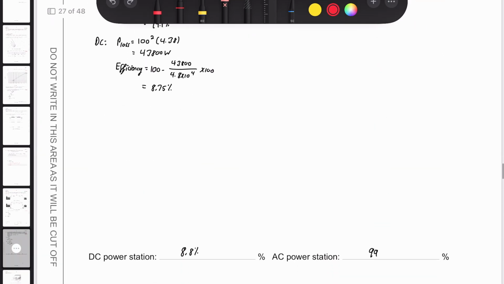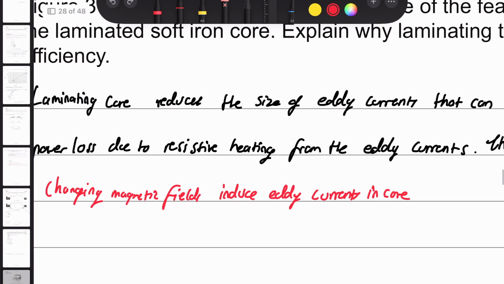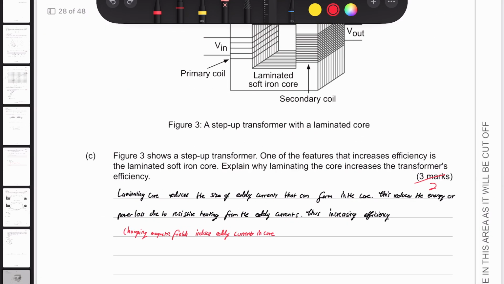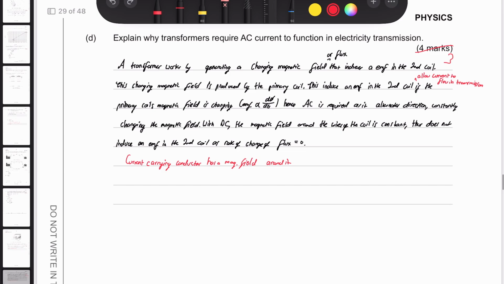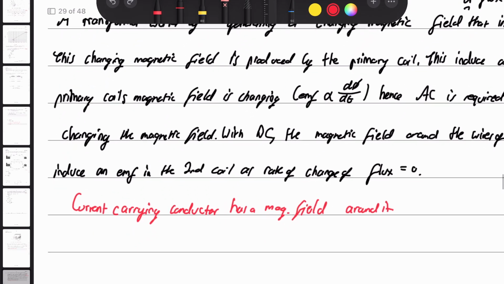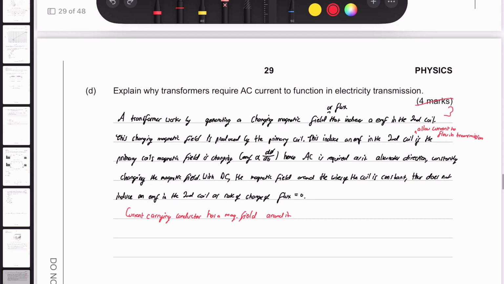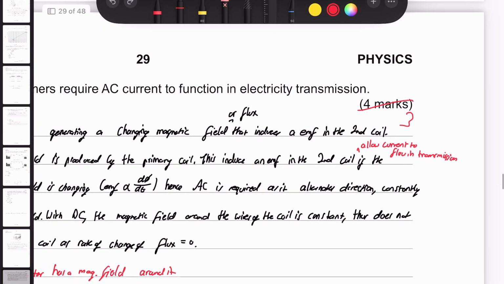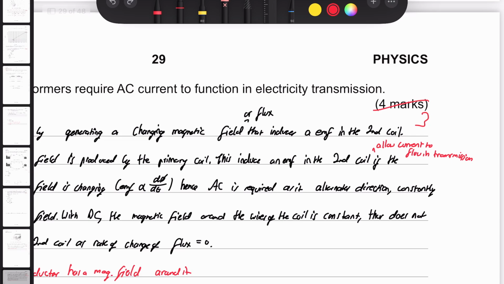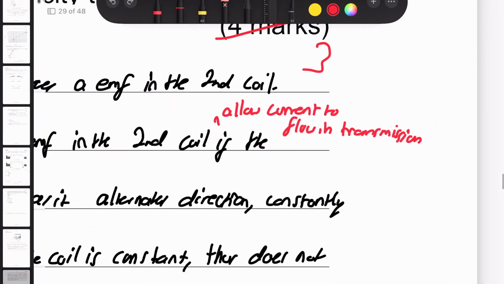6 marks. Good thing we came and checked for the sig figs when it said estimate. I lost a mark here because I needed to say changing magnetic fields induce eddy currents in the core. And here I lost a mark because I needed to say current carrying conductors have a magnetic field around them. And then I could have been more specific, instead of just saying induced EMF in the second coil, I could have said it allows current to flow in the transmission wires.